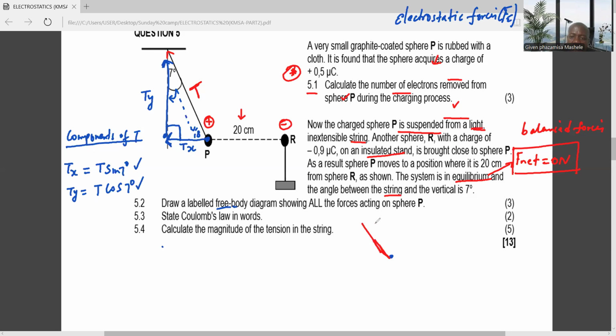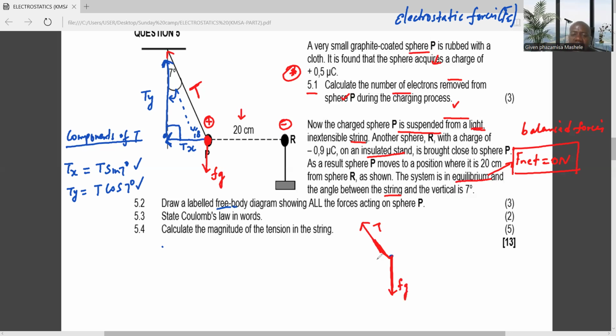Okay, so we're going to have the tension. This is the tension. Then what will be the other force? By the way, this sphere P already has a mass, and since it has a mass and it's hanging, it means you're going to have the force of gravity. The force of gravity, Fg, will also be part of that.